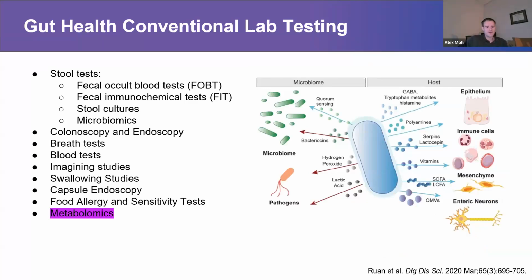So in terms of lab offerings, there are more traditional tests like the fecal occult blood tests and stool cultures. Of course, now we have sequencing a lot more widely available for profiling different microorganisms. Also, broad proxies, like for carbohydrate digestion, we can take breath tests, blood tests, and imaging studies are available. What we'll go over today is assessing metabolites via metabolomics.